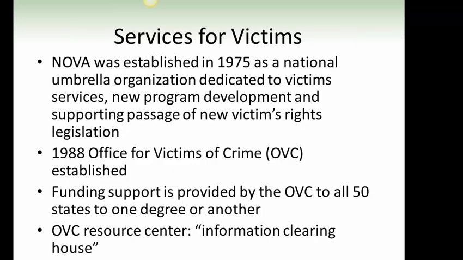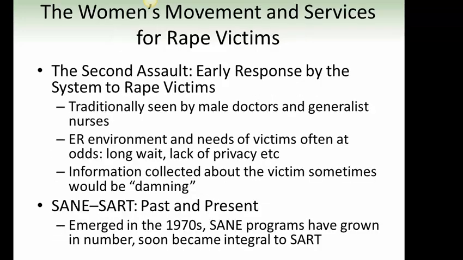Services for victims. NOVA was established in 1975 as a national umbrella organization dedicated to victim services, new program development, and supporting passage of new victims' rights legislation. In 1988 the Office for Victims of Crime was established. Funding support is provided by the Office for Victims of Crime to all 50 states to one degree or another. Office for Victims of Crime Resource Center, Information Clearinghouse.